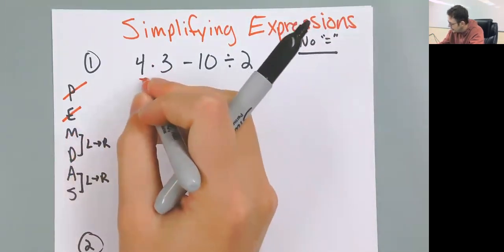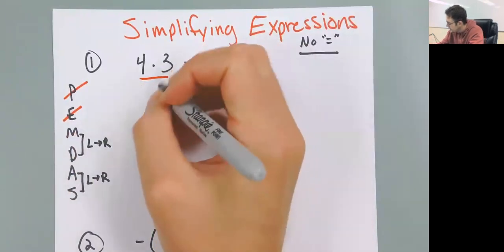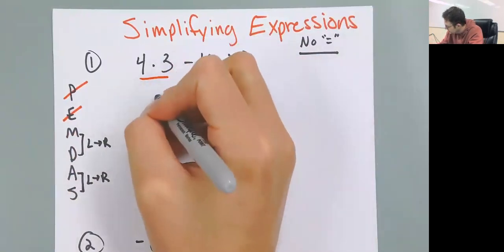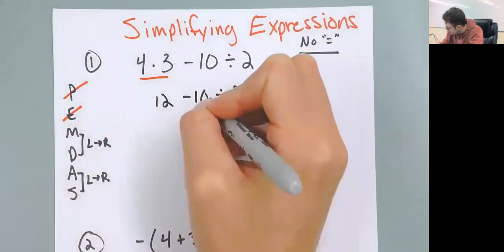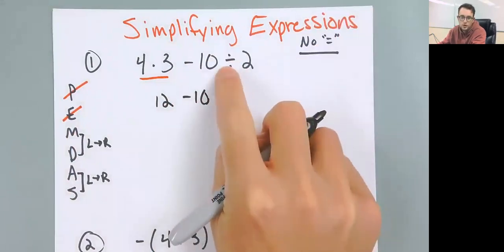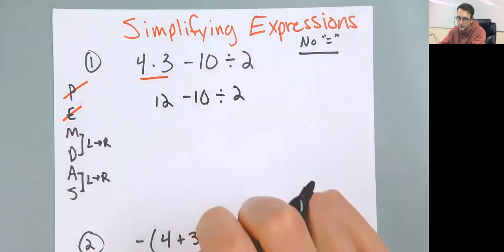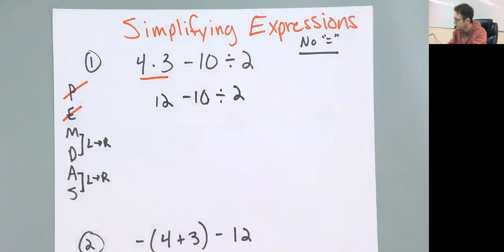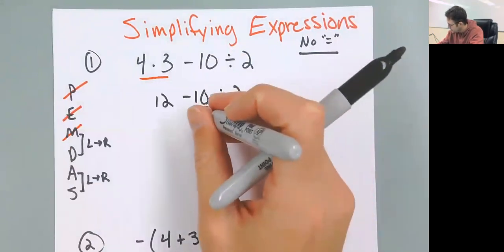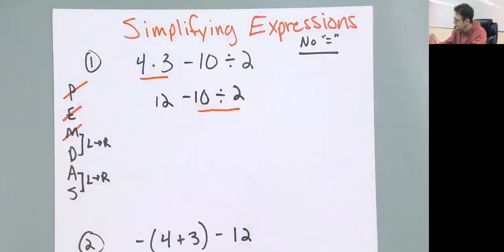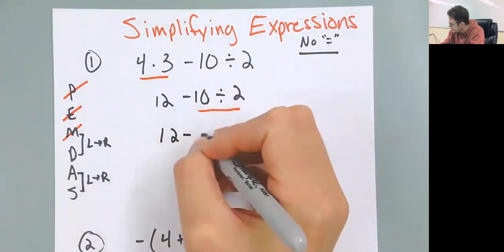So one step at a time, let's do multiplication because that's on the left side, right? Left to right. So we're going to do that first. So 4 times 3 is 12. And then you got minus 10 divided by 2. Anything you don't do math with, you just drop down, drop down, drop it all down. All right, so I did multiplication. Now I have division, which is over here. So 10 divided by 2 is 5.